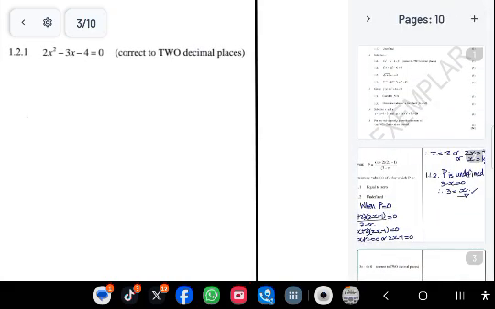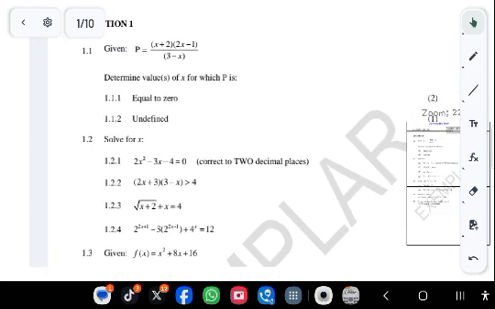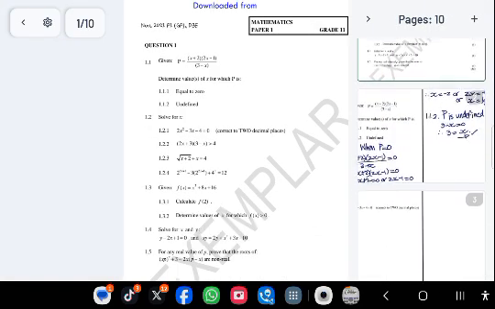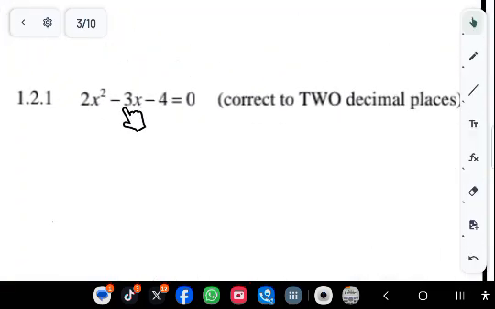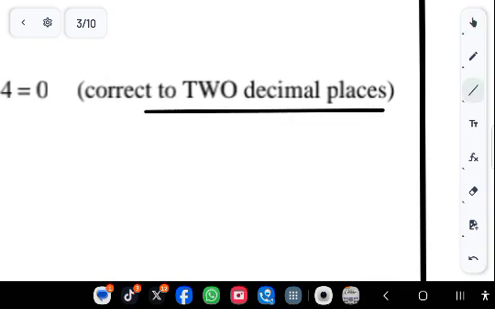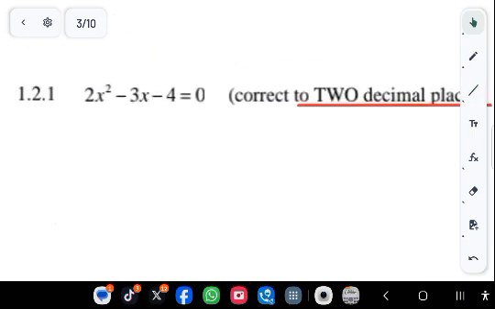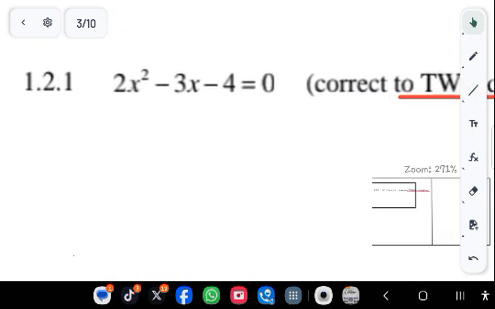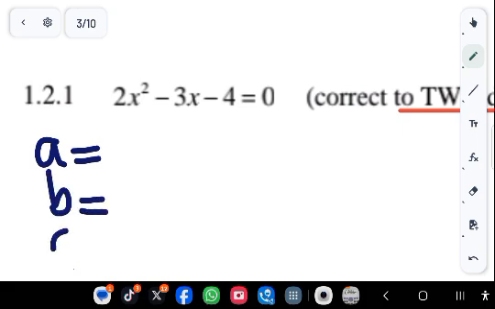1.2 is solve for x, so we're looking at 1.2.1. 1.2.1 will be 2x squared minus 3x minus 4 equals 0. We're solving this correct to 2 decimal places. Now, whenever they say to you, solve anything correct to 2 decimal places, it's a sign that you will be needing the quadratic formula, because whatever you are trying to solve is not going to be easily factorized.